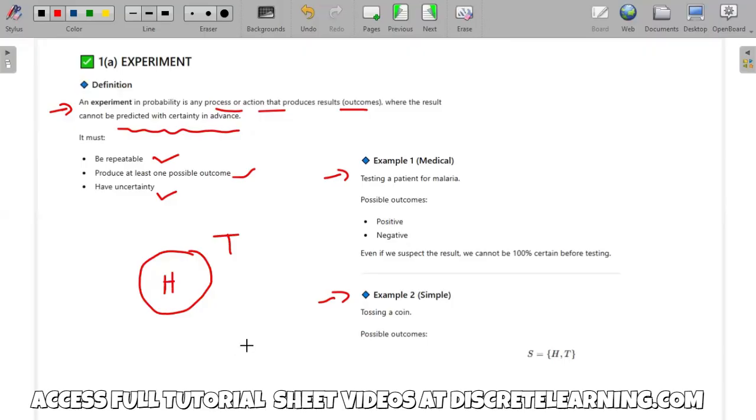So you're conducting an experiment. You have at least one possible what? Outcome. But as you toss the coin, you can't be sure where it's going to land. So no wonder we're saying this experiment cannot be predicted with certainty in advance. You are not sure until it lands, then now you'll be sure, okay, it has landed on the head. So that's the definition of what the experiment is.